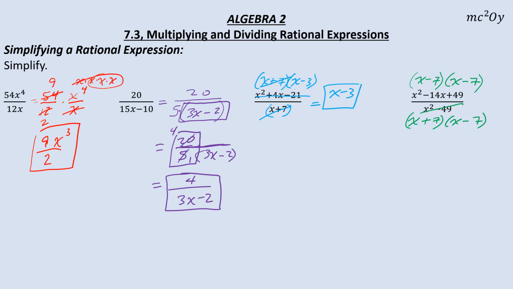A lot of 7s here. Okay, well, this minus 7 can cancel that minus 7. Still have a minus 7 and a plus 7. On top, x minus 7. On bottom, x plus 7.